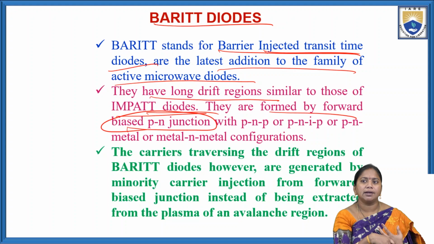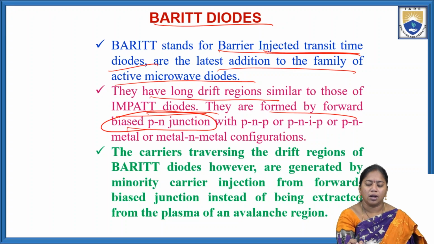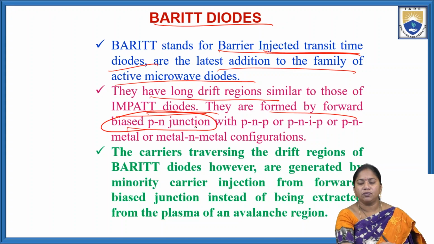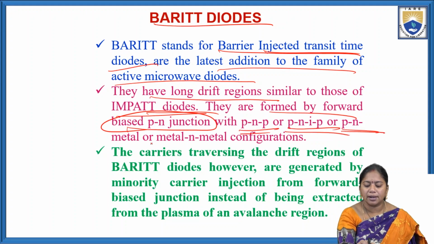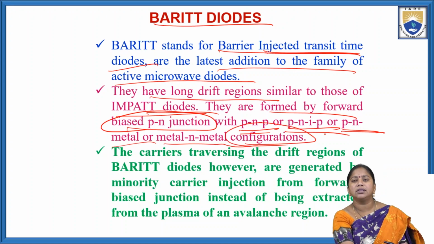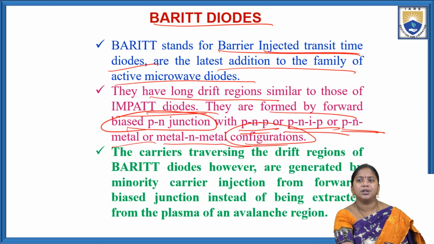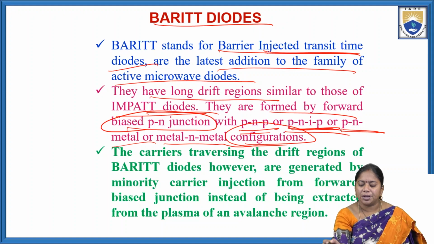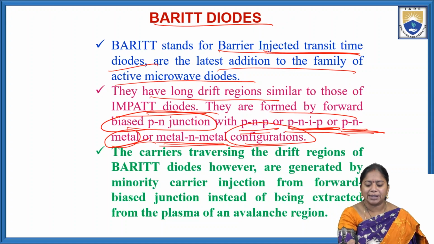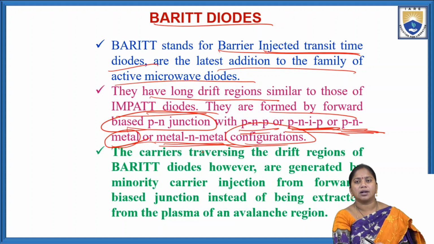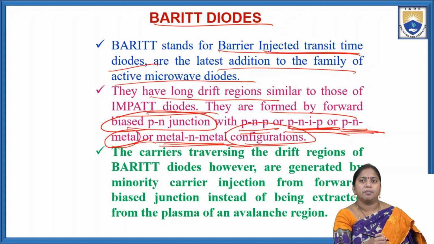But the Baritt diodes are formed due to forward biased PN junctions with PNP, PNIP, PN metal or metal N metal configurations. These are the configurations used in Baritt diodes. First is PNP, P-type, N-type, P-type. Second is PNIP, and the third is P-type, N-type with one metal, PN metal. And the last one is the metal N-type metal configuration.